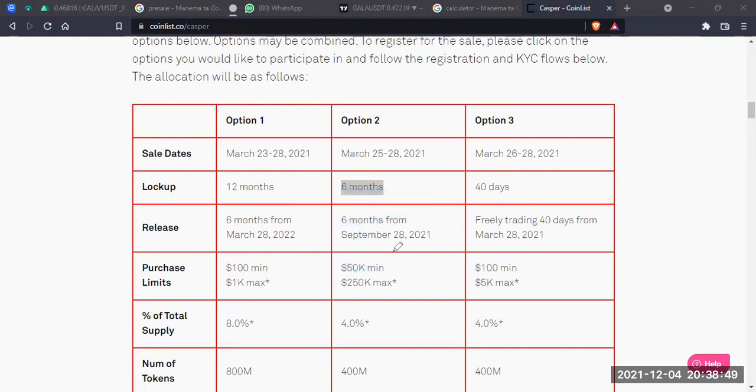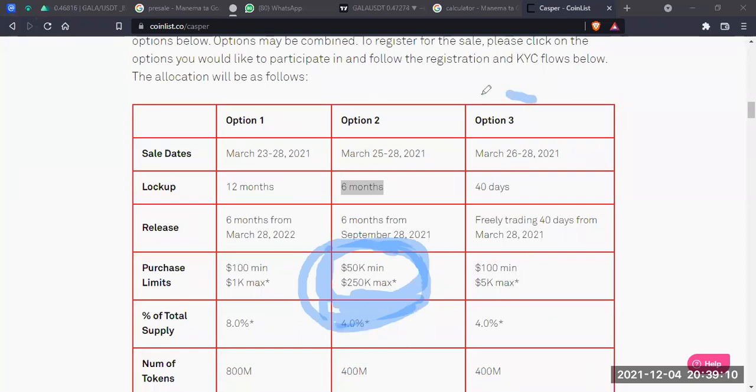The minimum you can buy is $50,000. And this one is very hard to get. It's only the whales, those who have money, who can get this one. It's not for me. Maybe you might be able to get it for yourself. But that's the minimum and the maximum. Let me get to a cheaper one.